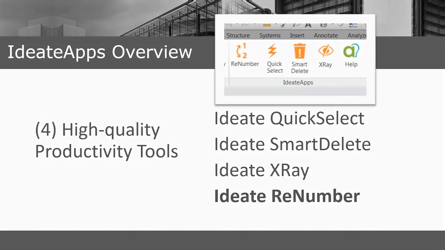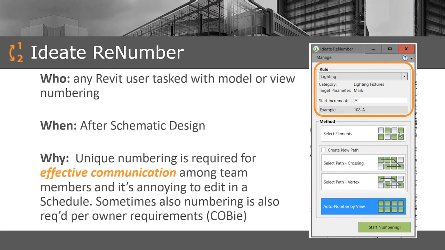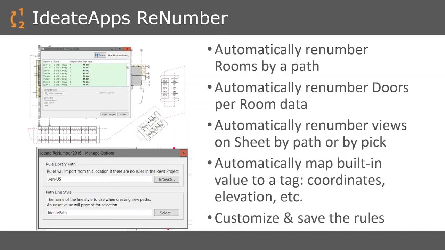So Ideate Renumber just allows you to renumber almost anything, and it's used primarily after schematic design where you need to be able to potentially renumber light fixtures or structural elements or rooms or doors. And then, like I was able to show you, you can automatically renumber the rooms by a path. You can renumber doors per the room data itself. You can renumber views by sheet.